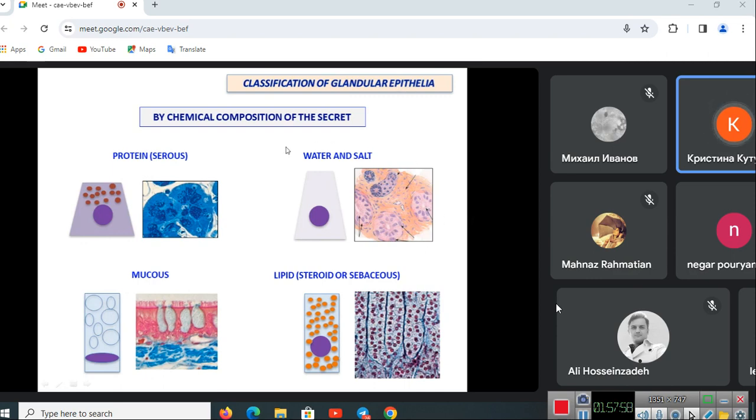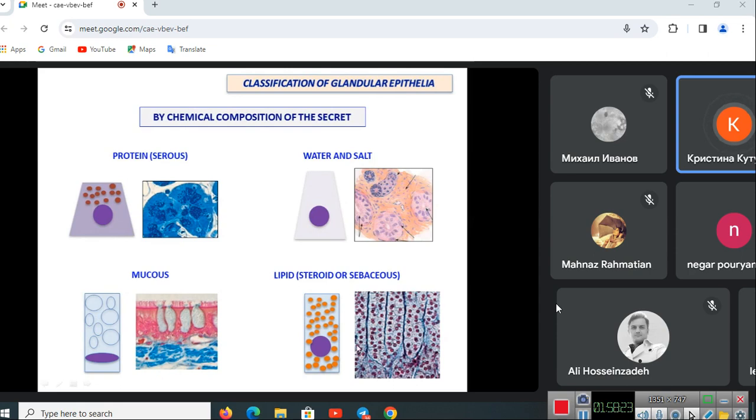Next, the water and salt producing glandular cell. It also has almost non-stained, pale cytoplasm because it has a low amount of different organelles, and you can see such cells here in the section of sweat glands.